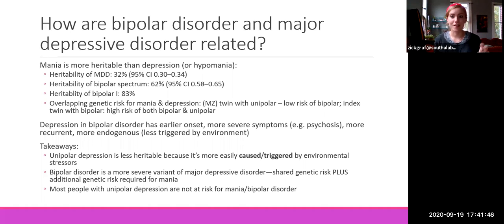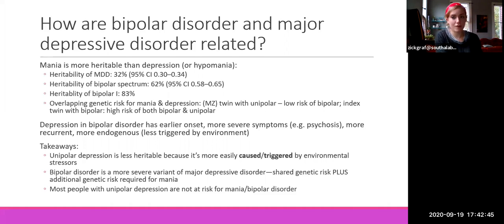Bipolar 1 disorder, so frank clear-cut mania, is even more heritable. The heritability of that is 83%. And another way to think about this is that it's hard to know what any individual person's genetic risk is because we don't know the specific genes for these disorders. But we estimate heritability based on the likelihood that someone will have a disorder if their parent or sibling has that disorder. Then they share 50% of their genes. So if it's totally related to genetics, you would think they would still only have about a 50% chance. Whereas someone who's an identical twin, or a monozygotic twin, shares 100% of their genes with their twin. So if their twin has bipolar disorder, a monozygotic twin has an 83% chance of also having bipolar disorder. That means that the influence of the environment on bipolar disorder is still present, but it's much less. So in other words, mania and bipolar disorder are more heritable.